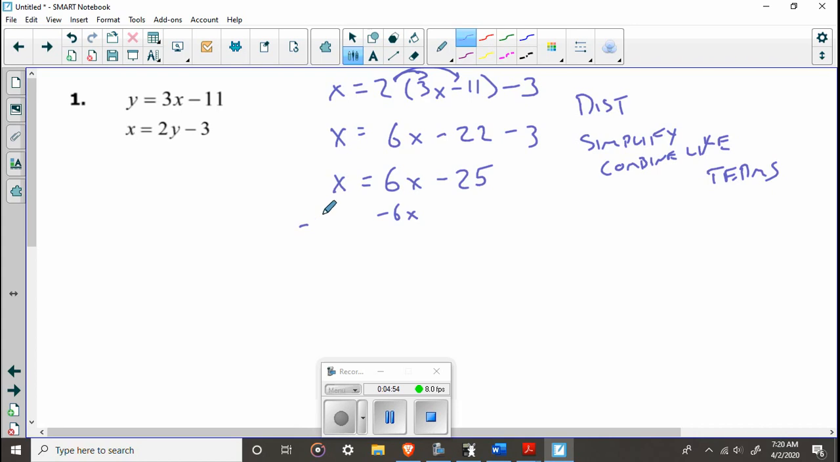Minus 6x. So x minus 6x, that's 1x minus 6x, which is going to be negative 5x. Let's go ahead and bring down that negative 25.